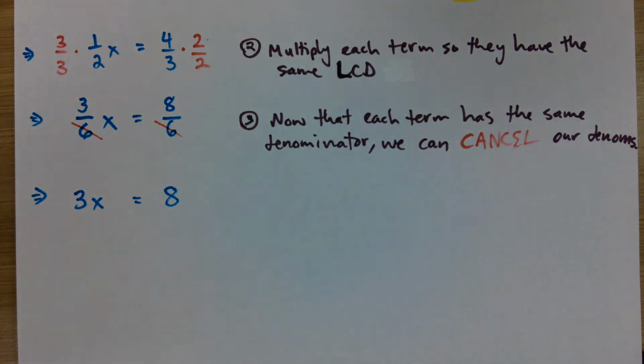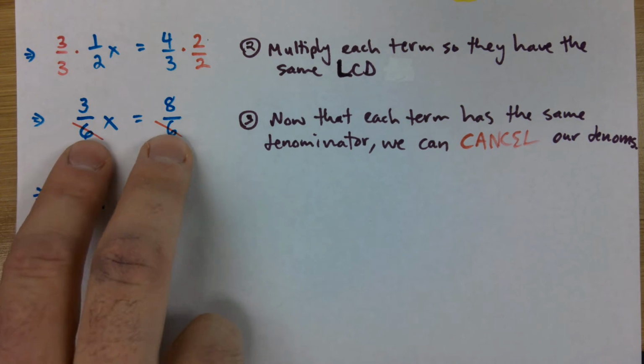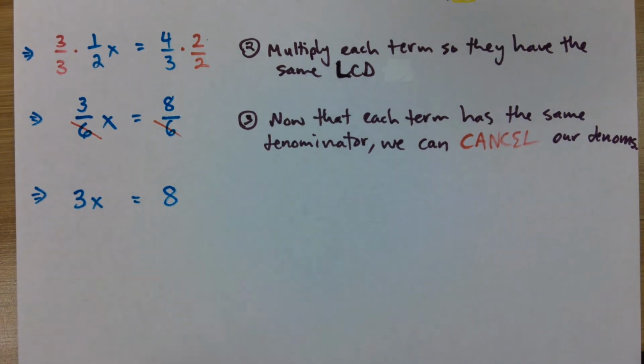Here we only have 2 terms, so we had to get 2 denominators of 6. But if we have an equation with 3 or 4 terms, we have to make sure that all of those terms have the same denominator. Once they do, we can just cross those denominators out and rewrite with whole numbers.